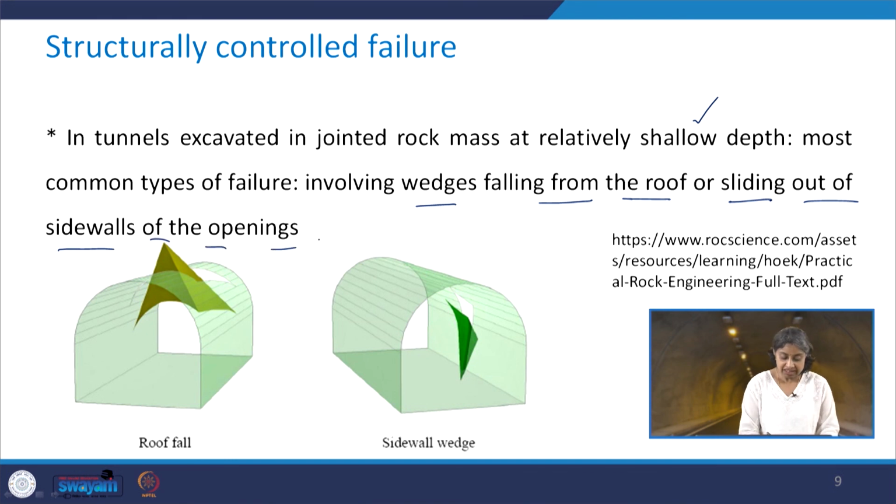Now, take a look at the first figure. You see that the wedge is formed here and then it is falling like this into the excavation from the roof. In the second figure, the wedge is being formed in the side wall, and it will not just fall under gravity, but will slide out of the side wall of the opening, as shown in this figure.